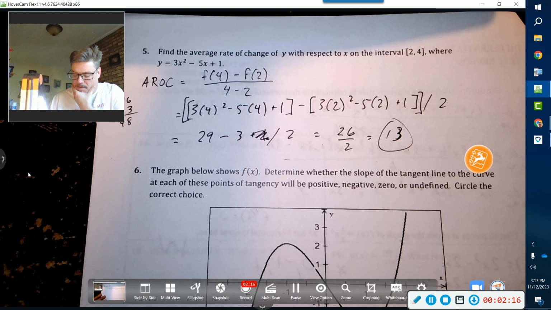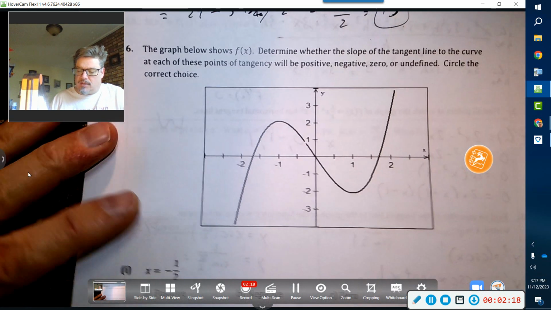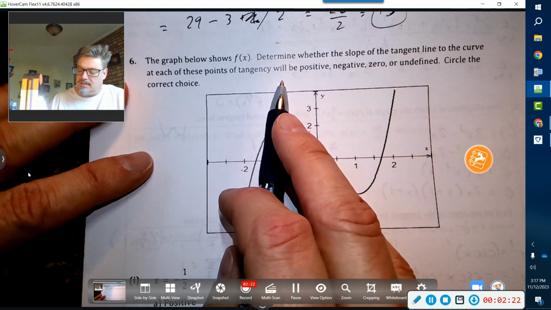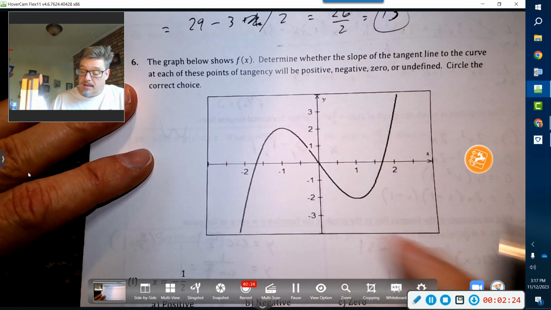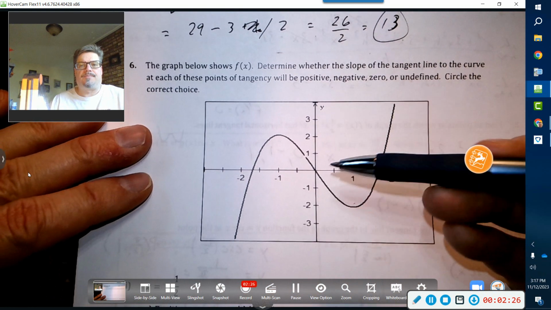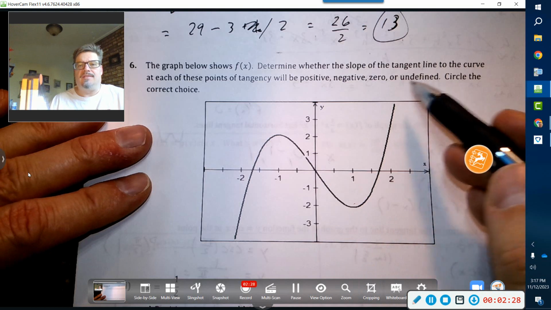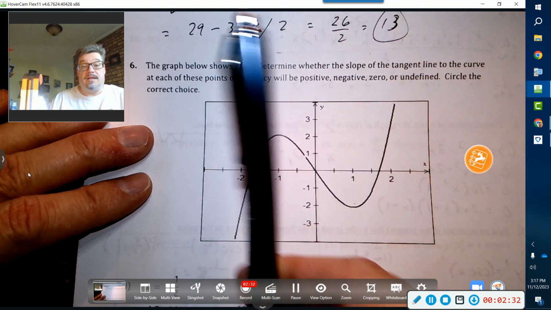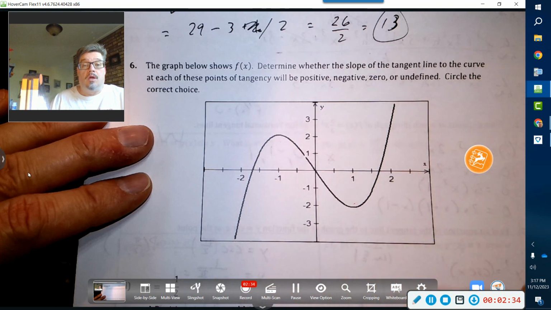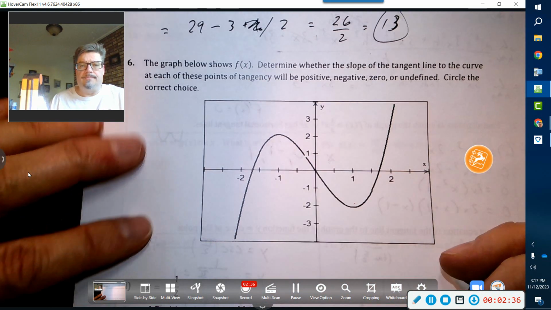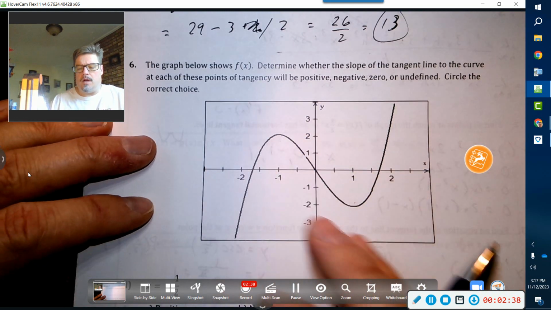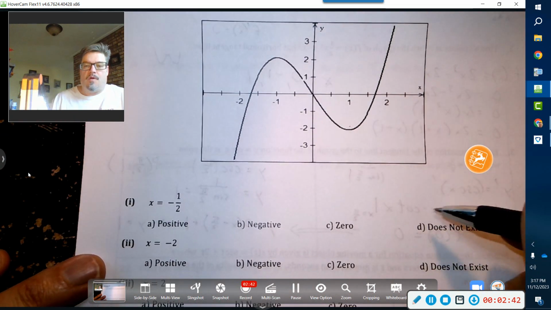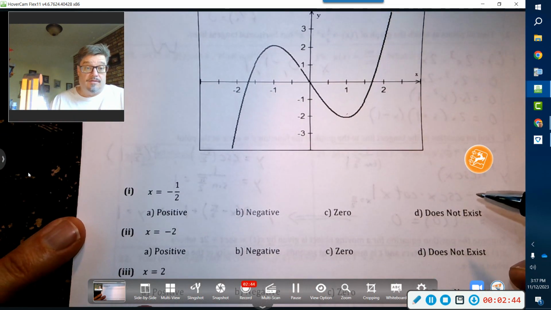Alright, okay, so let's see. The graph below shows f of x. Determine whether the slope of the tangent line at each of these points will be positive, negative, 0, or undefined. Okay, right now, just looking at it, I don't have any issues with undefined. I don't see any points or tangent lines that are going to go vertical, or a sharp point. So I don't have to worry about that, okay? I don't have to worry about does not exist at all.